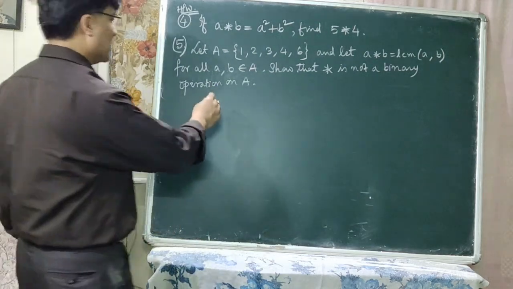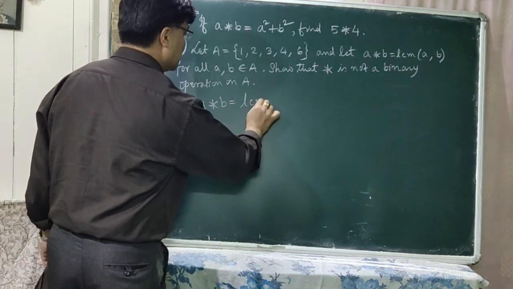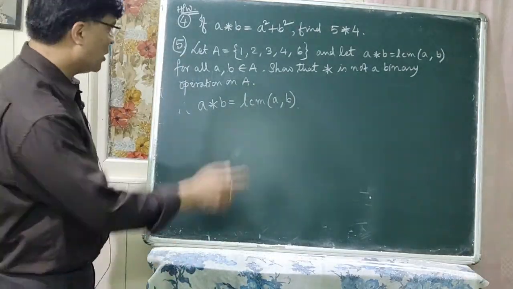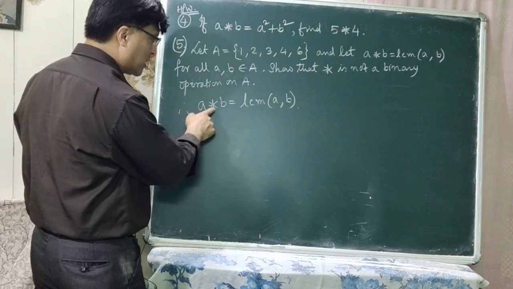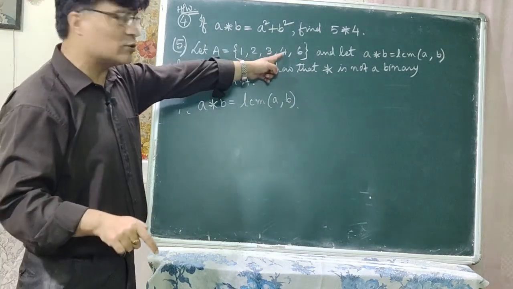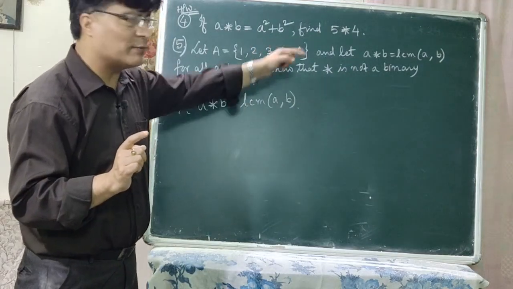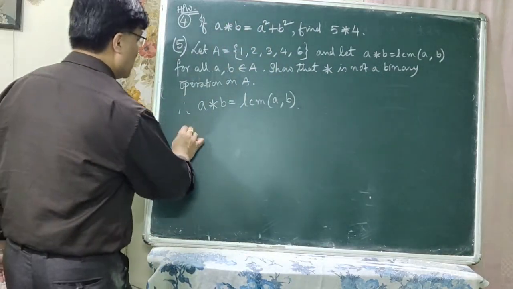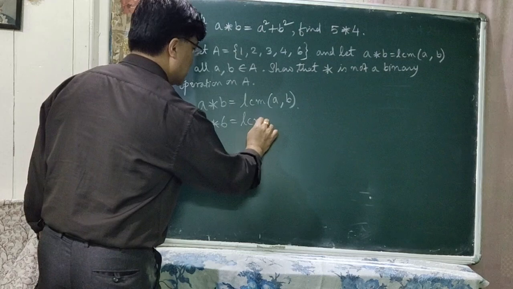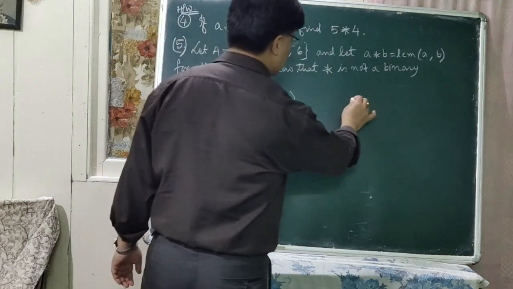So in this case it is given that A star B is equal to LCM of A comma B. Now if you take 2 and 3, 2 star 3 is equal to LCM of 2 comma 3. So what is the LCM of 2 and 3? 6. That belongs to the set A. Yes, that is correct. But what is the LCM of 4 and 6? Let us get it. So 4 star 6 is equal to LCM of 4 comma 6. So you know how to get the LCM of 4 and 6.